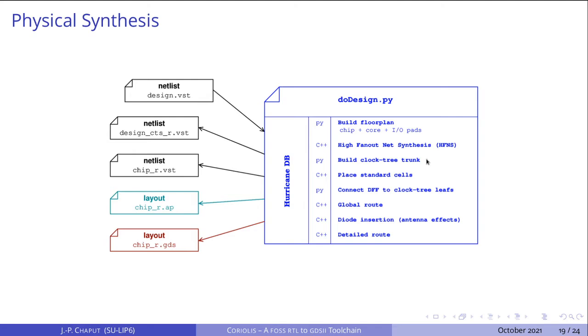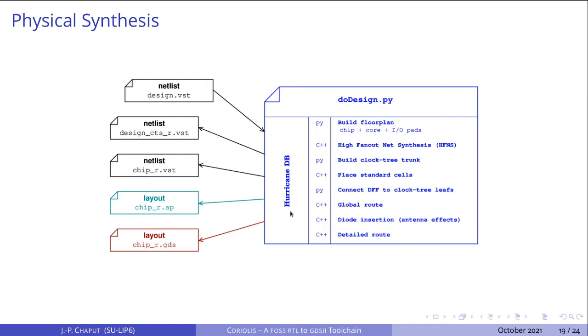Then build the clock tree trunk, meaning the H tree. Then place the standard cell around the clock tree trunk. Finally, achieve the clock tree by connecting the individual DFF to the leaves of the clock tree. Then perform the global route. Perform diode insertion if required. And finally, perform the detailed routing.